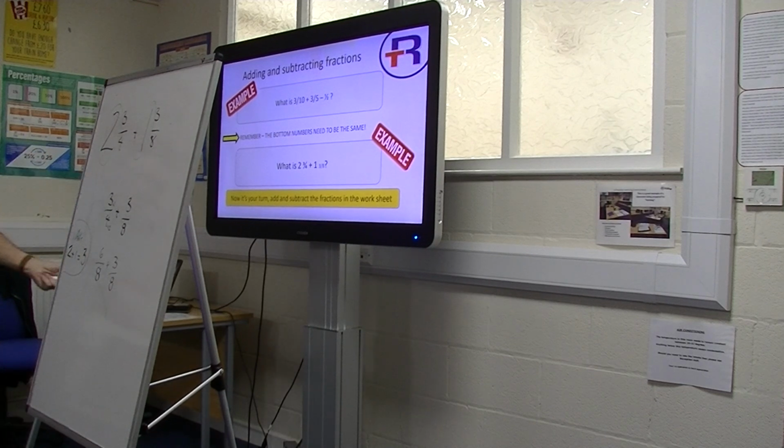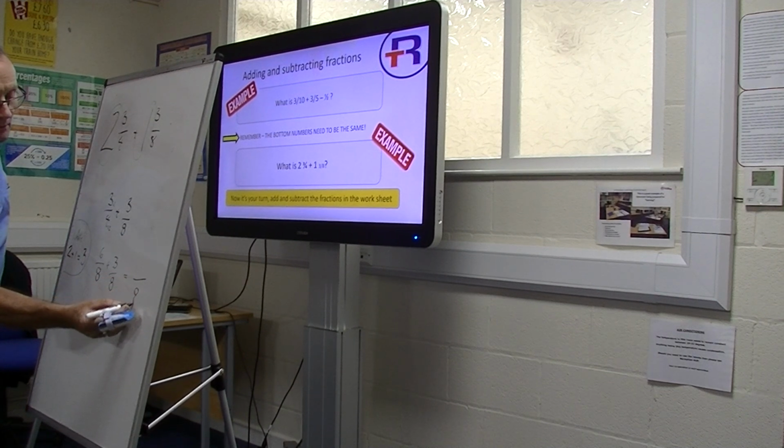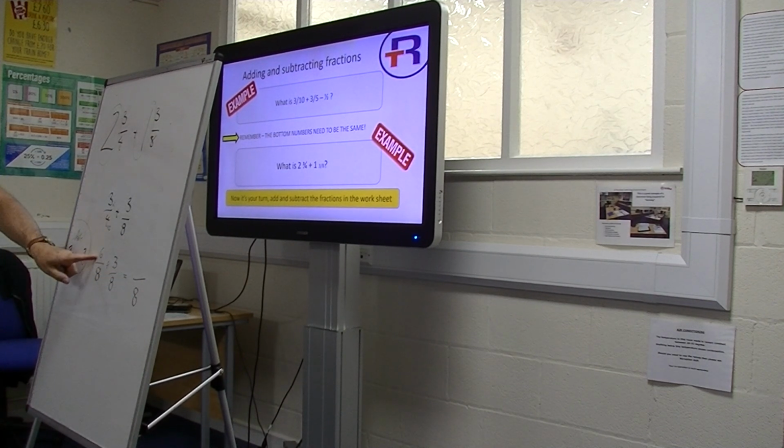Okay, bang on, look at that, what we've got now. Remember, the bottom number stays as an 8. And we just add the 2 top numbers. 6 plus 3 equals 9. So now we look again at what we've got as an answer. We've got 9 over 8. That's an improper fraction. So what we have to do now is convert that back to a mixed number.